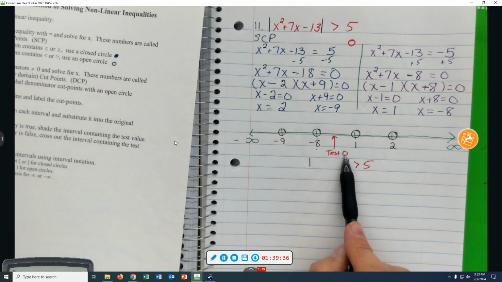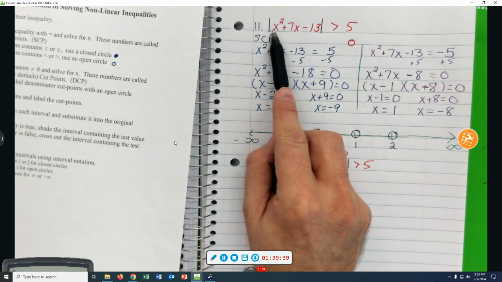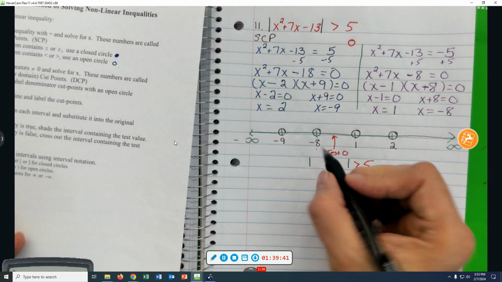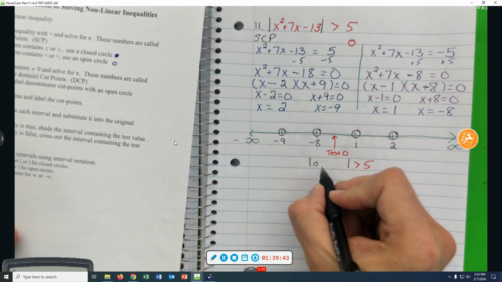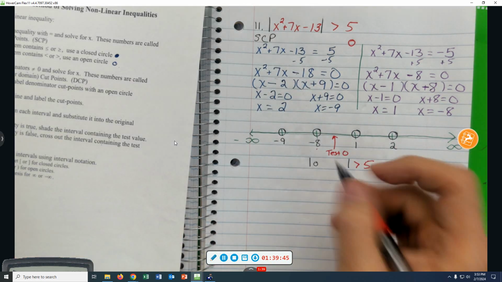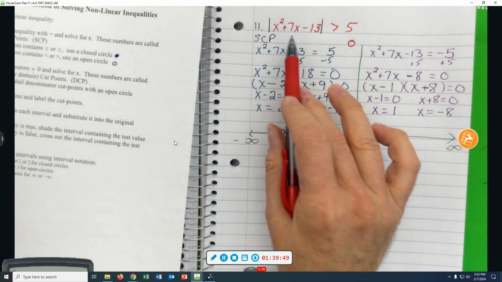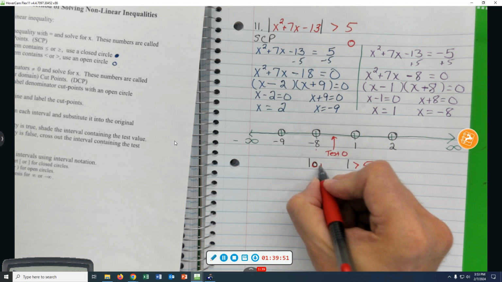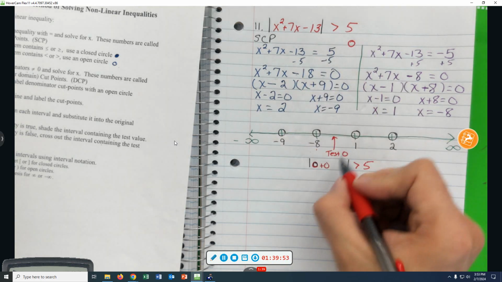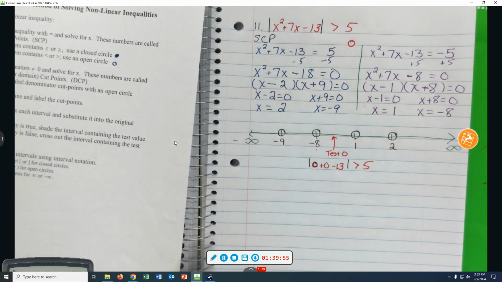Okay, so plugging a 0 in for x. The 0 squared is just 0. Wait, I was going to write it in red. That's not a 10, absolute value. 7 times 0 is another 0, minus 13.